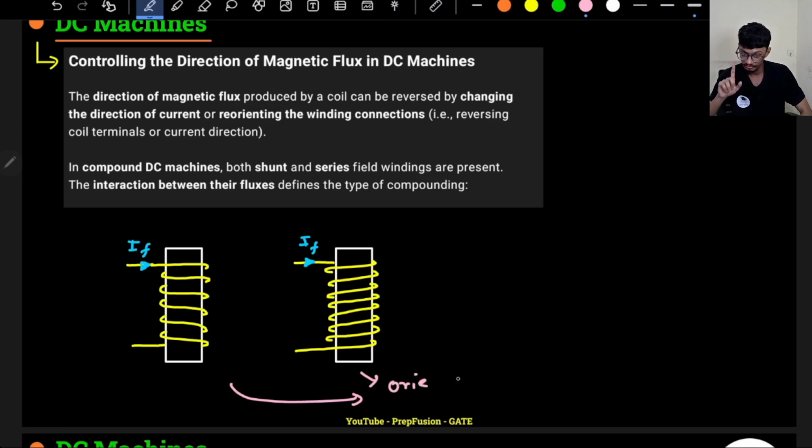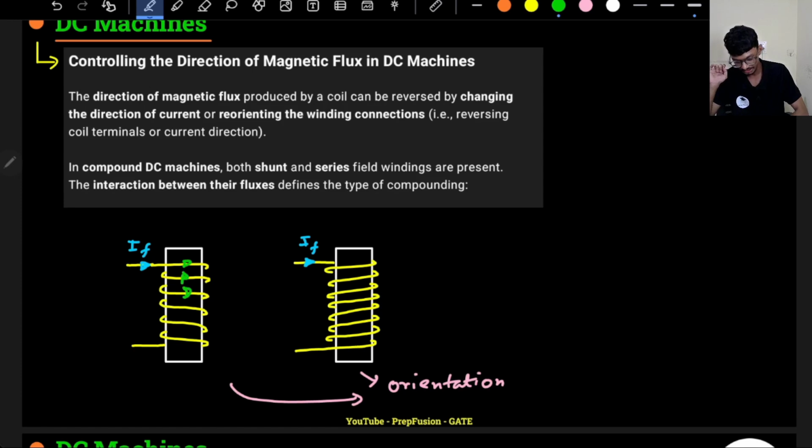Orientation is different. If you remember, when we were learning about transformers, we used the dot convention. If I change the orientation, the place at which the dot comes also changes. Same thing will happen here. So in the first case, the current is like this.